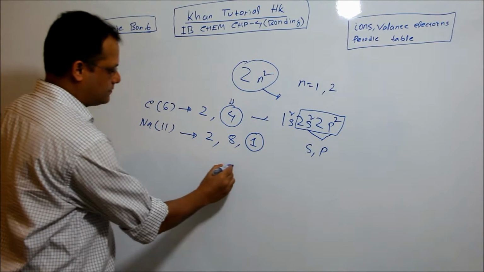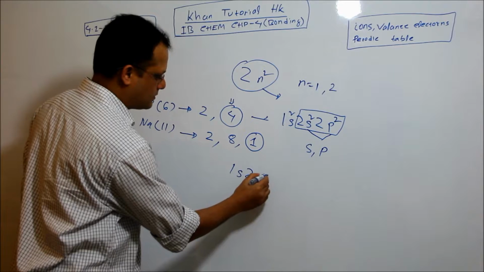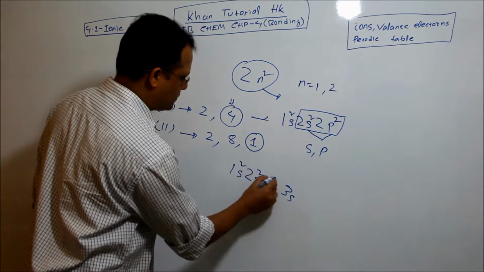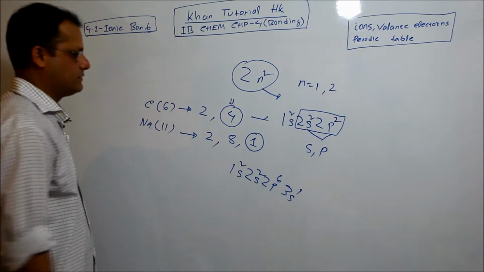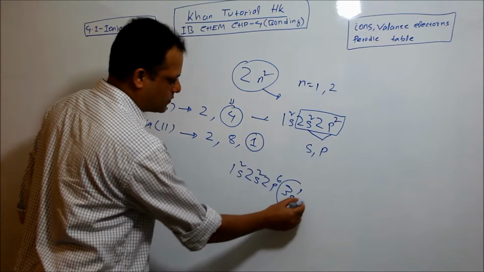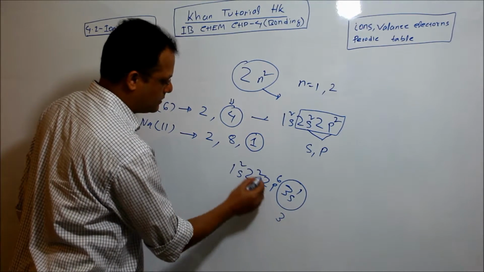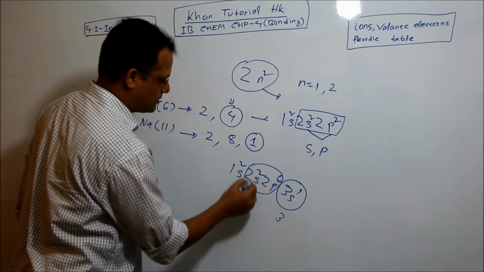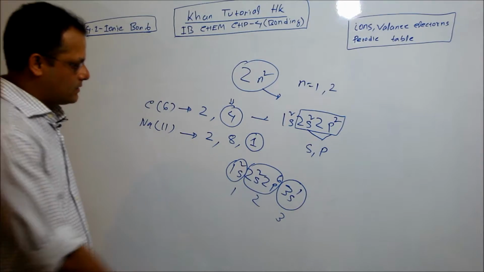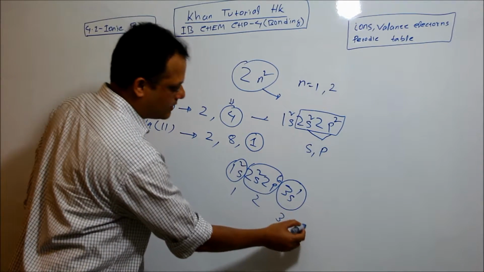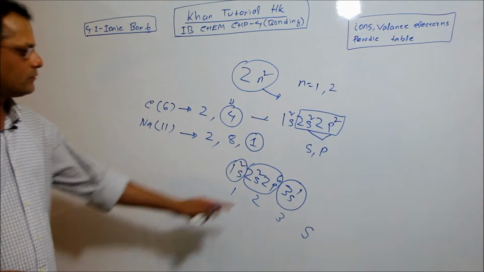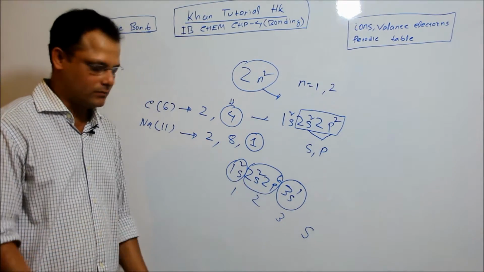In the case of sodium, it is 1s2, 2s2, 2p6, 3s1. 2, 2, 6, 1 is a total of 11. So you can see in sodium, the outermost cell is number 3, the second cell is number 2, and the first cell is number 1. So in sodium, we have one kind of orbital, that is s, in the outermost cell, and only one electron, which we call the valence electron.